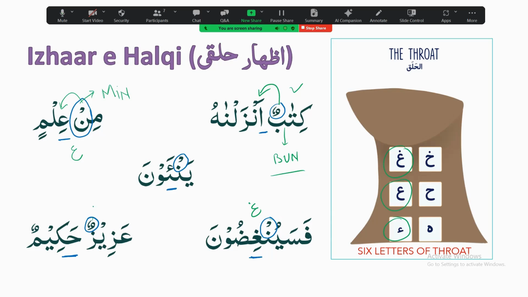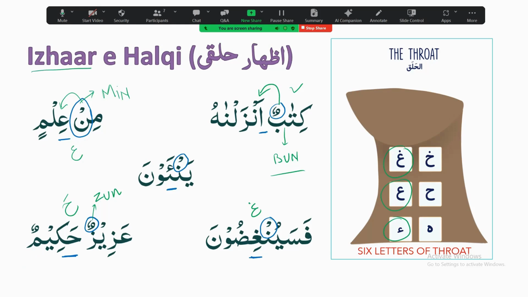Azizun Hakim. You see a dhammatain here, and after the dhammatain, the next word starts with the letter ha, which is a letter of the throat. So we just say Azizun Hakim, with zun at the end. Okay, so this is the first rule, which is izhar halki.